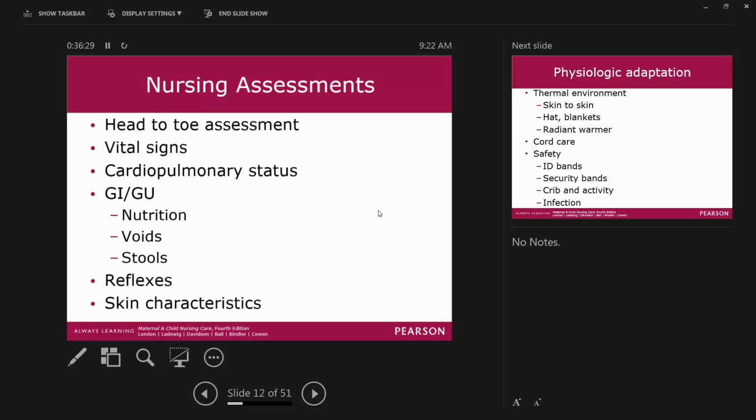Voids and stools, so we like babies to void and stool within the first 24 hours. And most of the time we get that. If babies don't void or stool within 24 hours, and we know that they've had adequate feedings, then we might be doing some ultrasounds and check to see if everything's okay with that. Check reflexes, my skin.